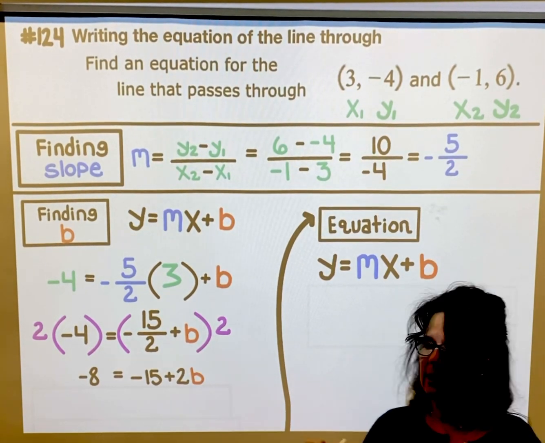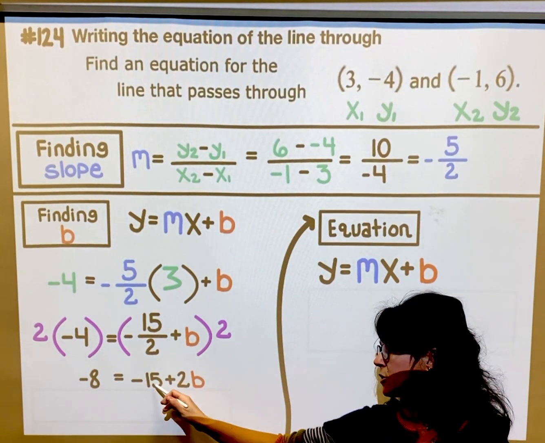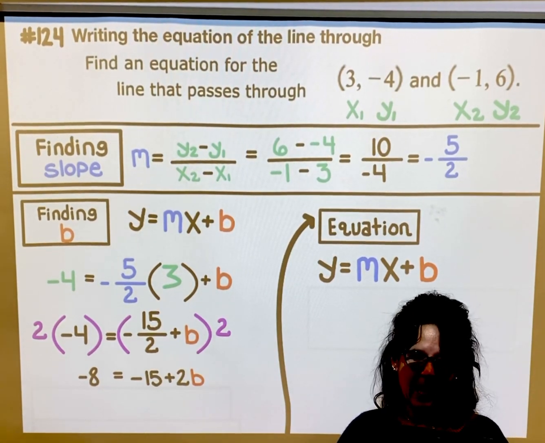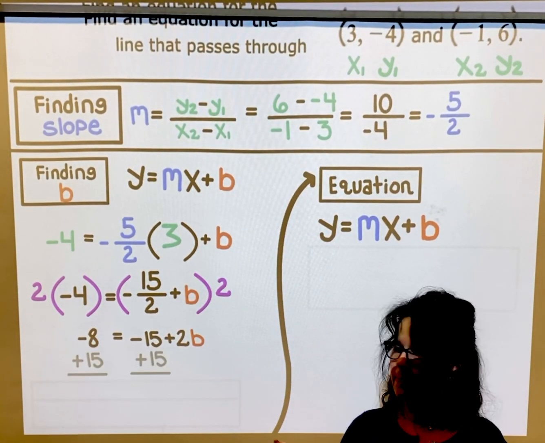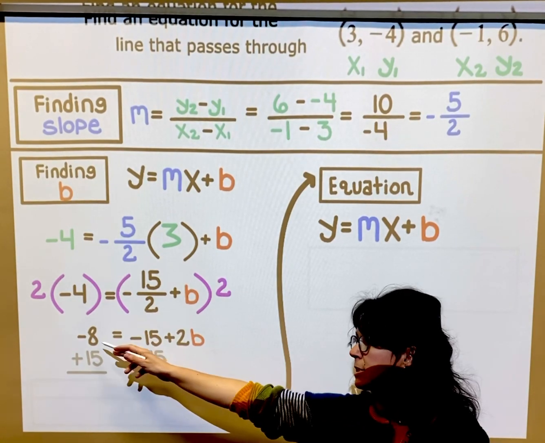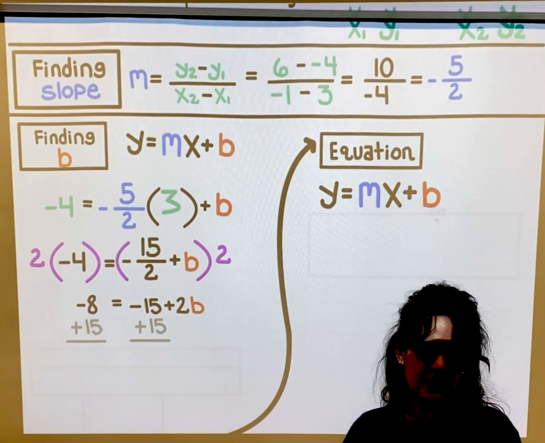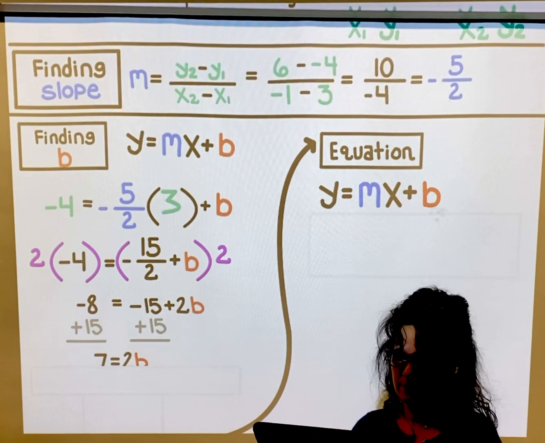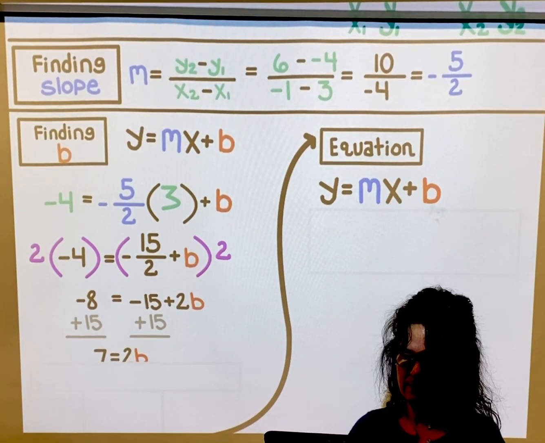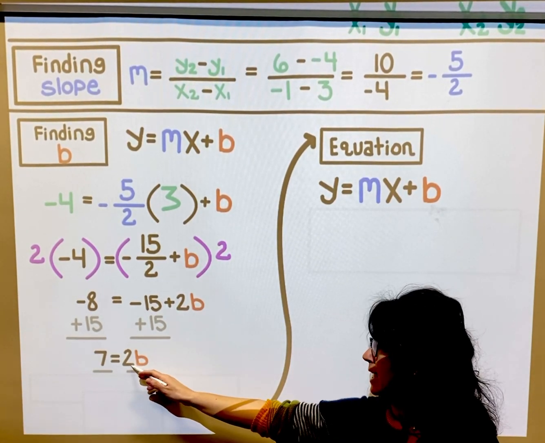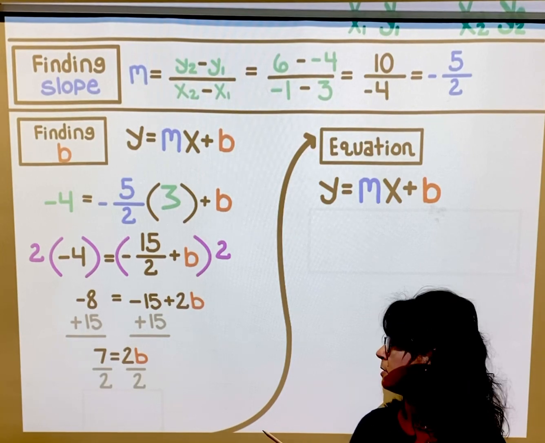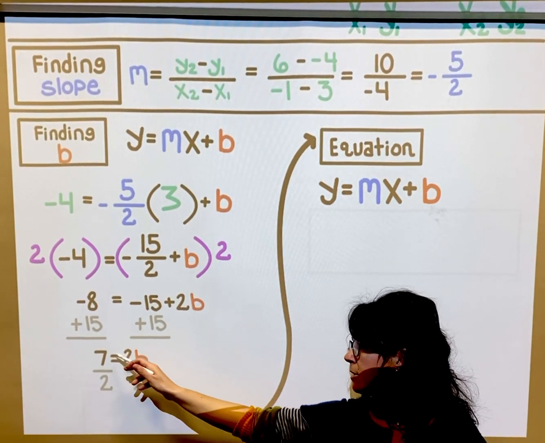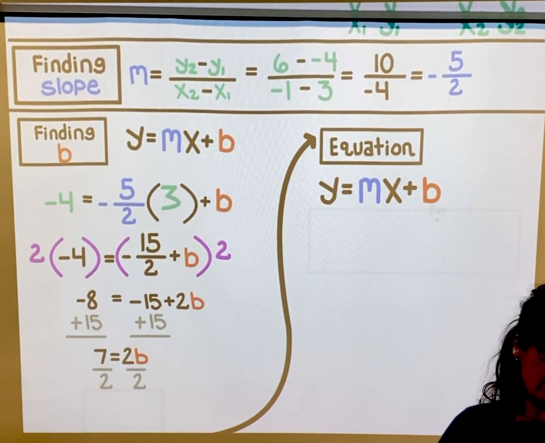We're almost done here. Get that b by itself, so I'm going to get rid of -15 by adding 15. If I add 15 to both sides, -8 plus 15 is 7. Get rid of times 2, so I'm going to divide by 2. And b is equal to 7 over 2.